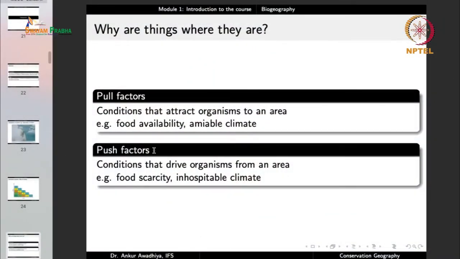So if you have a good amount of food, good amount of water, good amount of shade or shelter, if you have good conditions, it is not very hot for the organism, it is not very cold, it is not very wet, and so on, then these are pull factors. They attract organisms towards them and they play a role in the concentration of organisms in that particular area. The opposite factors are the push factors that drive the organisms away from them, such as scarcity of food. So if there is a drought, then animals will start to move away from that area. If the climate becomes inhospitable, say in the case of global warming, if an area becomes too hot, then the animals will start to move away.